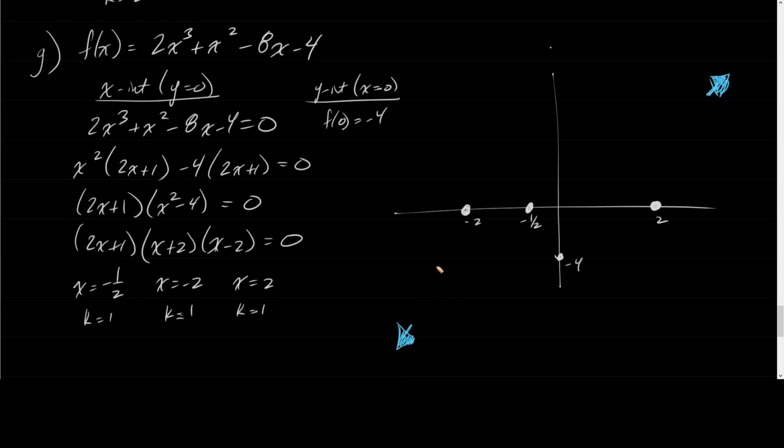So what is it going to look like? Well, they're all odd multiplicities, so it has to cross at every single one of these. It also has to hit this y-intercept. So something like this. All right, and there you go. So that graph looks something like that.